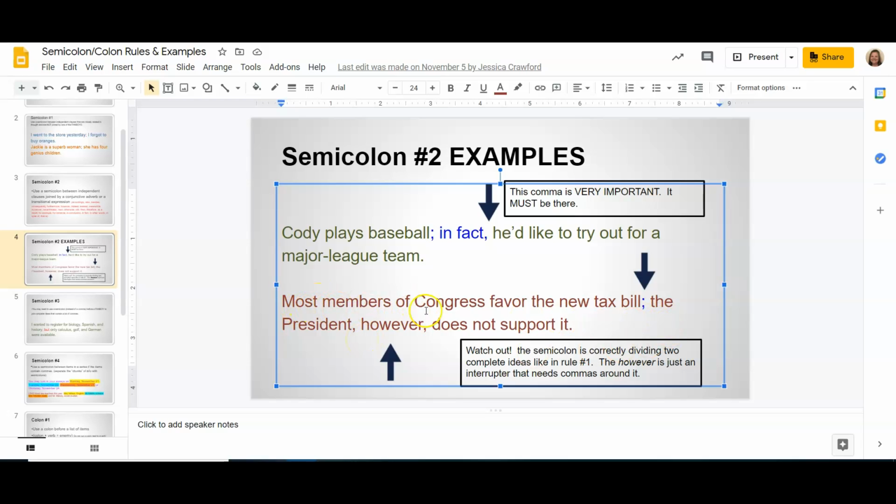So in this sentence, most members of Congress favor the new tax bill; the president, however, does not support it. This is actually an example of comma rule number 1, where we have a complete idea and another complete idea, and you join them with a semicolon. So my advice is, if you see one of these words, don't just put a semicolon before it. Actually read the sentence and see if you can divide where two complete sentences are joined together. And that is where the semicolon goes.